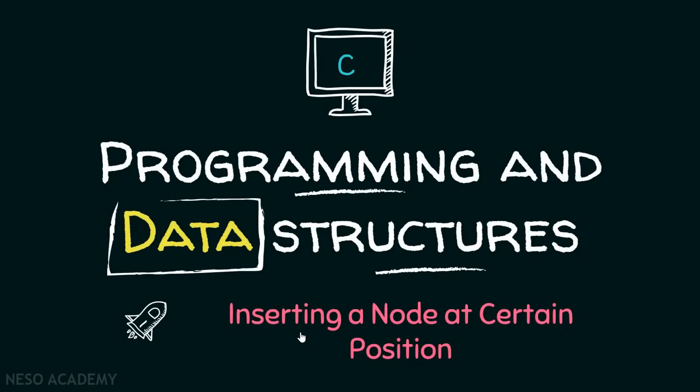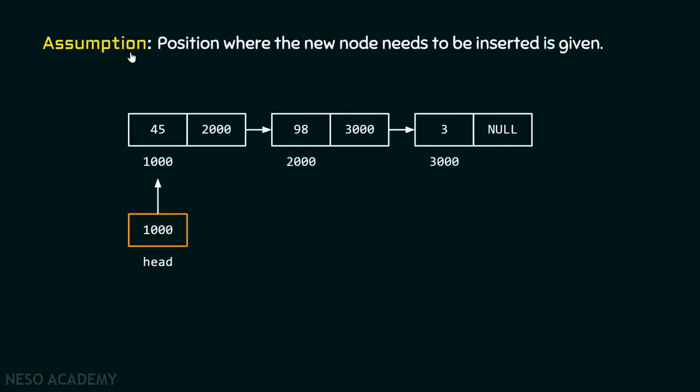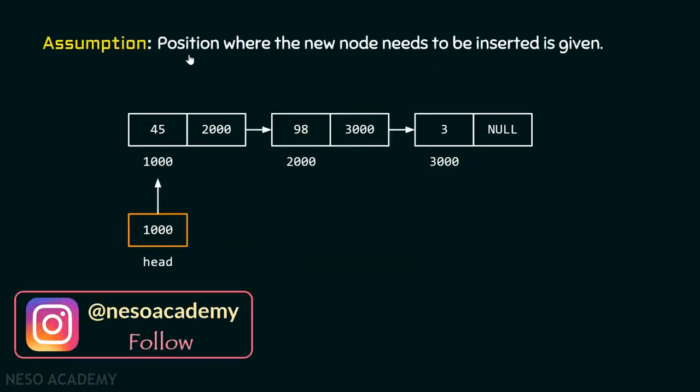In this presentation, we will learn how to insert a node at a certain position of a singly linked list. So let's get started. Here is an assumption I'm making: the position where the new node needs to be inserted is given to us. Let's say the position is 3 where we want to insert our node.